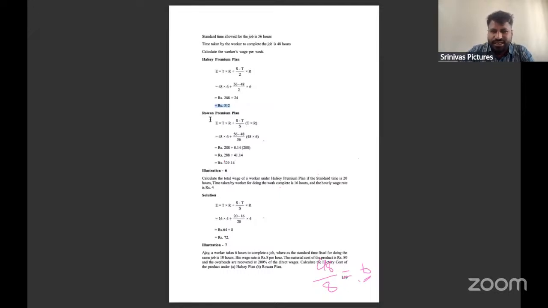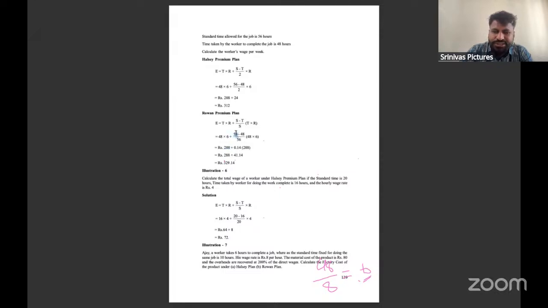According to Rowan's plan, here we are not going to take half of the amount. If they have not given this percentage, by default you can take 50%. So for example, according to Rowan's plan, time into rate: 48 hours per week, 6 rupees per hour, that is 288 rupees.